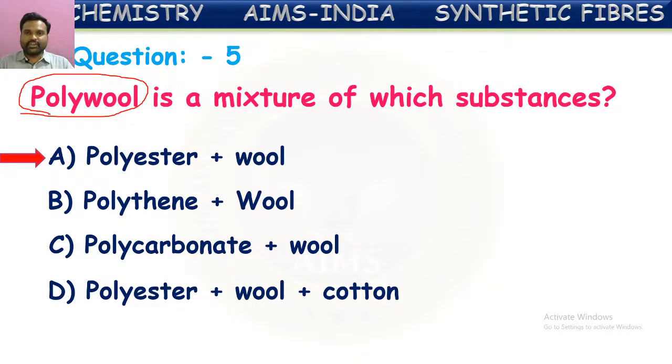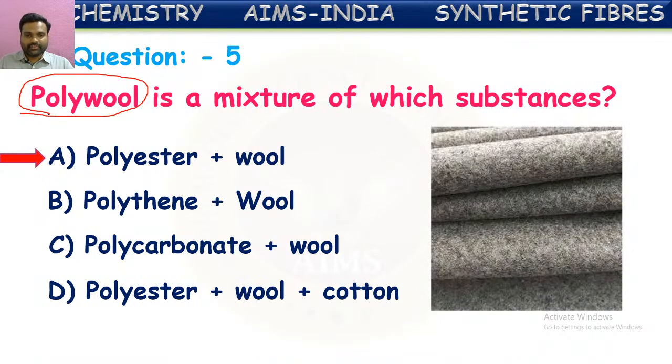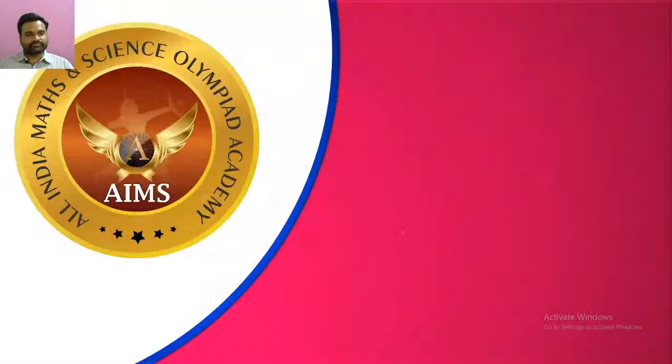When we mix the polyester with natural fibers like wool, we get poly wool. If you mix polyester with cotton, then it comes under polycot. These are called blended fibers. So this is about different types of synthetic fibers. So yes, it is poly wool. It will have the properties of both wool and polyester.